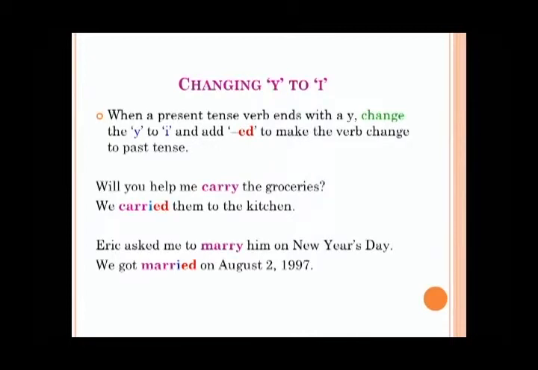Eric asked me to marry him on New Year's Day. Marry is the verb in the sentence, and it ends with the letter Y. We got married on August 2, 1997. We changed the Y to I and then add our ending ed. The new word, which is a past tense verb, married, is spelled married.